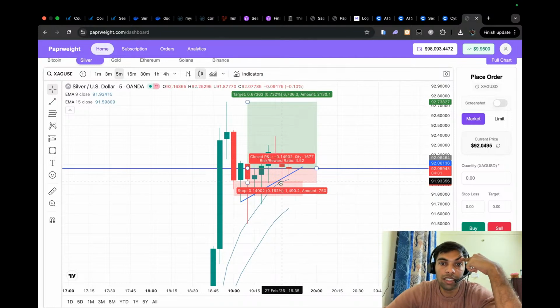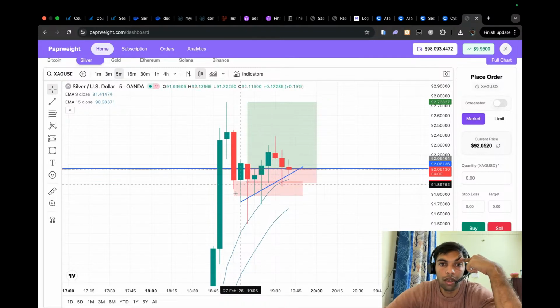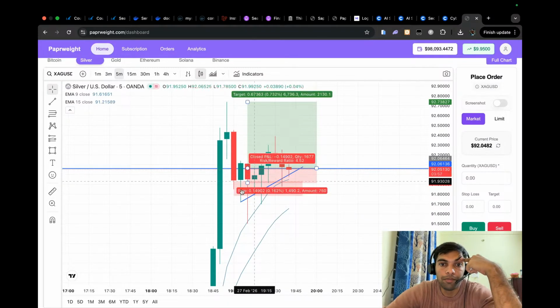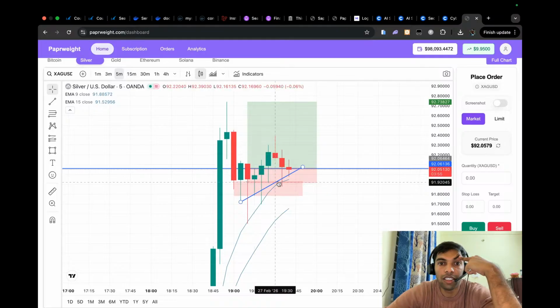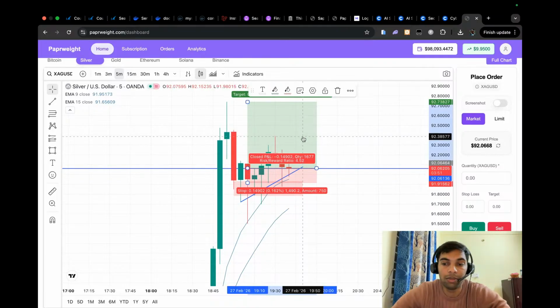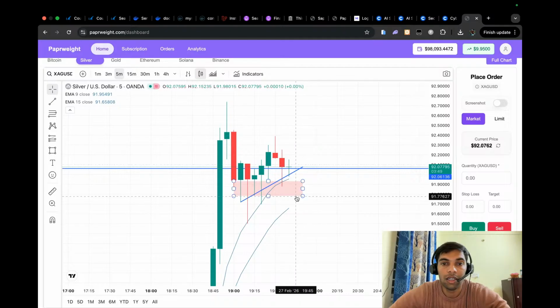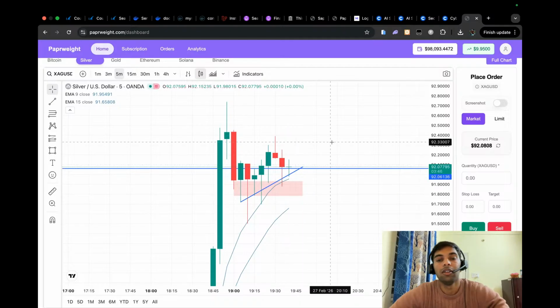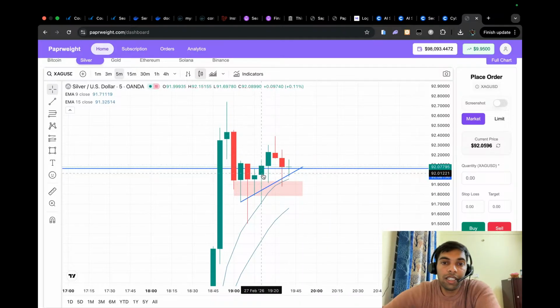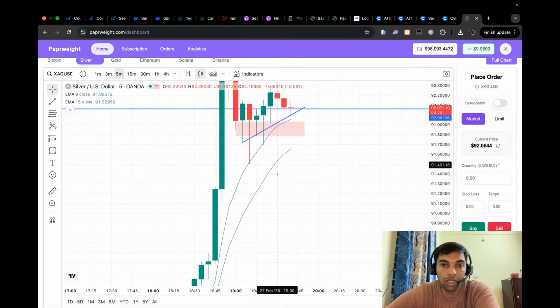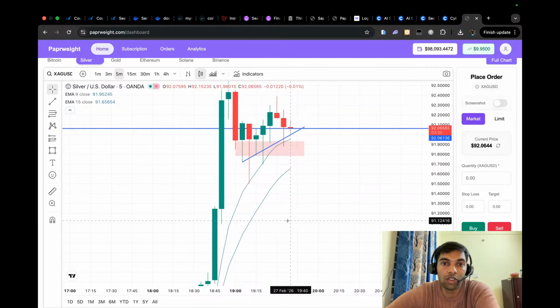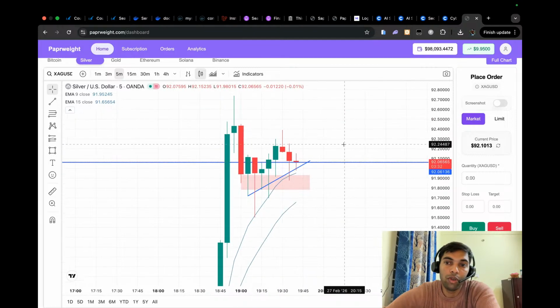But this might be a trap to invite all the buyers. Let me delete this. So this might be something that is indicating to invite all the buyers, and then the market makes another move in the downward direction to take the stop loss of all the buyers, because there are so many buyers who get accumulated at this area.